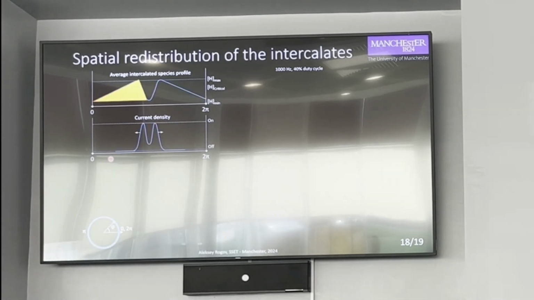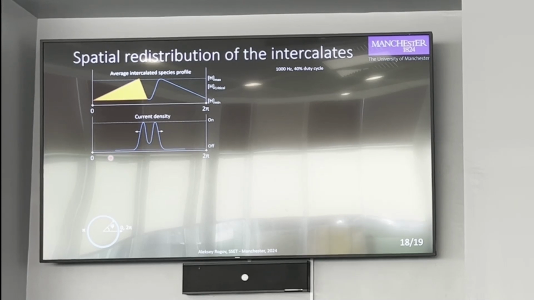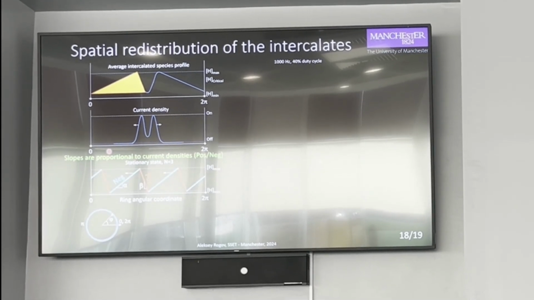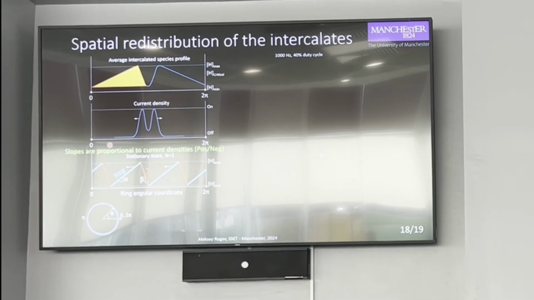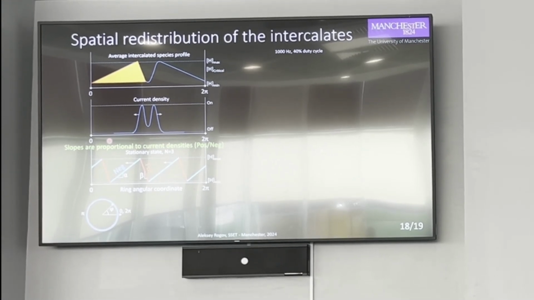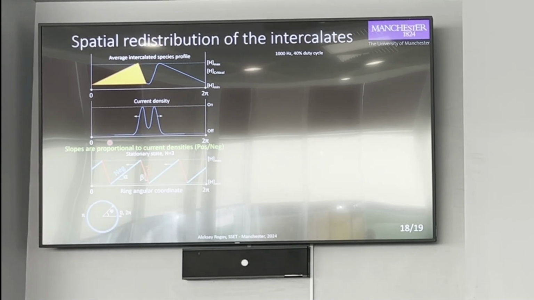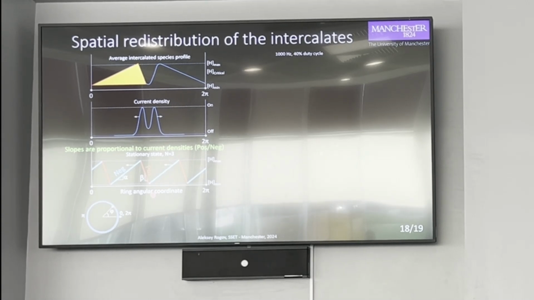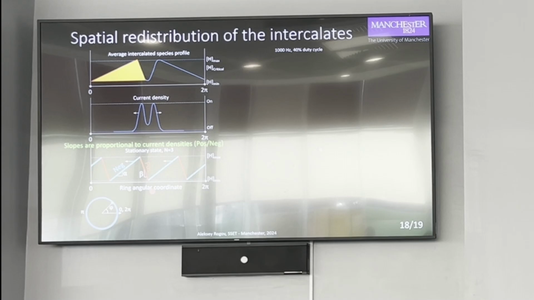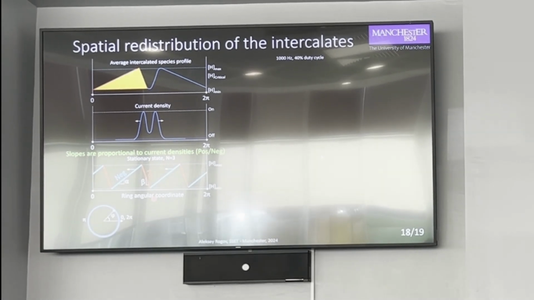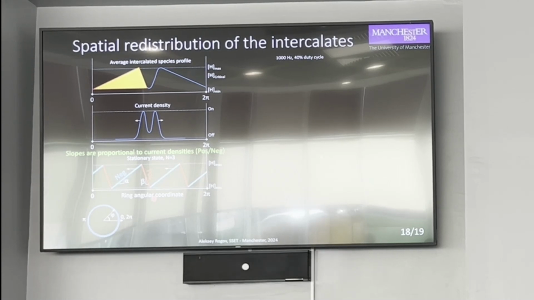What's important here is that this shape can be simply approximated by a triangle, whose slopes depend on the intercalation function and the deintercalation function. The intercalation function is associated with negative current, so it's proportional somehow to negative current. And the deintercalation part, the red part here, is associated with the positive current density. And the corresponding slopes can be used to formalize this system. So if we have an integer number of triangles within the ring electrode, we're expecting some sort of standing wave which can be sustainable and produce a characteristic pattern.